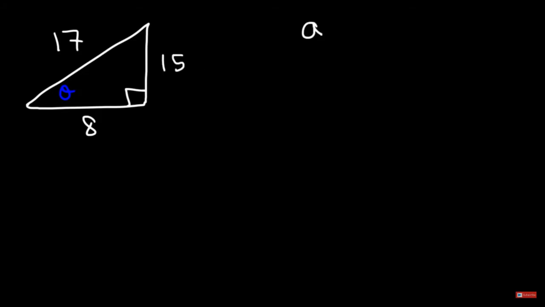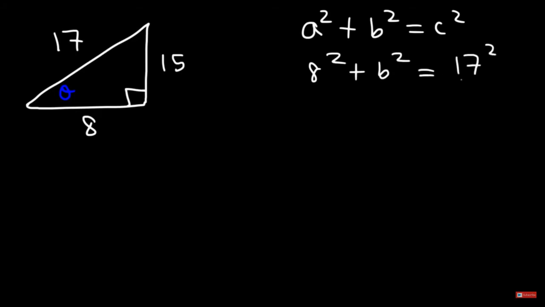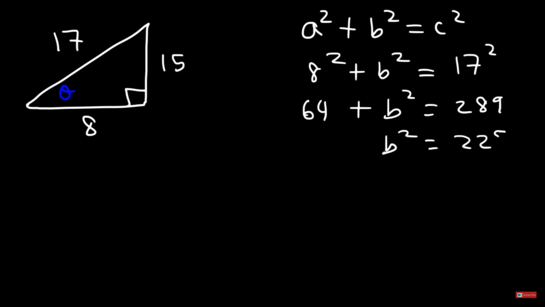If you ever forget, you can fall back to this equation. So A is 8, we're looking for the missing side B, and the hypotenuse is 17. 8 squared is 64, and 17 squared is 289. 289 minus 64 is 225. And we need to take the square root of both sides, and the square root of 225 is 15, which gives us the missing side of the triangle.